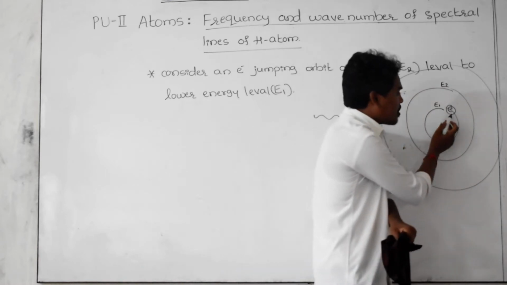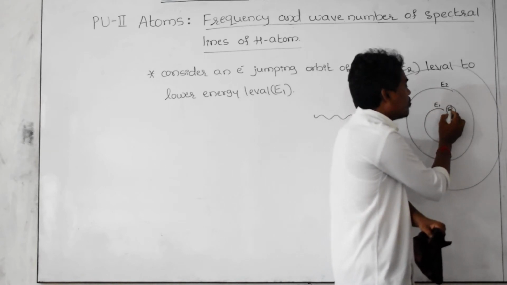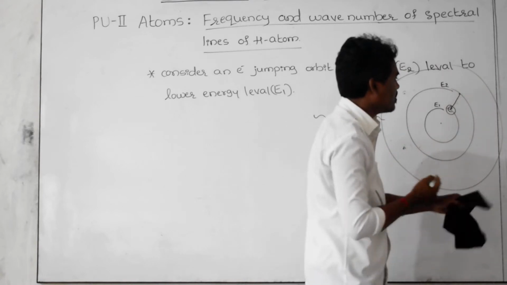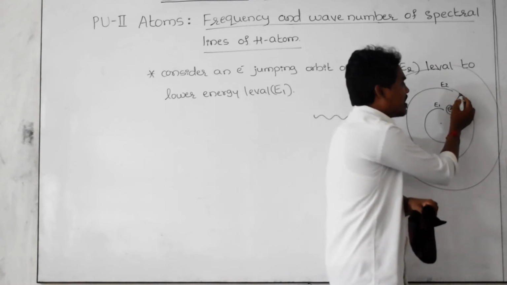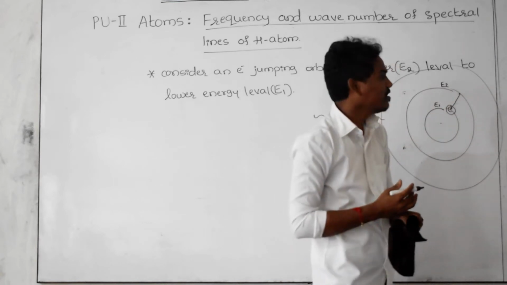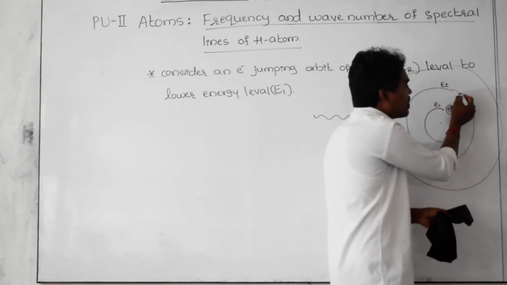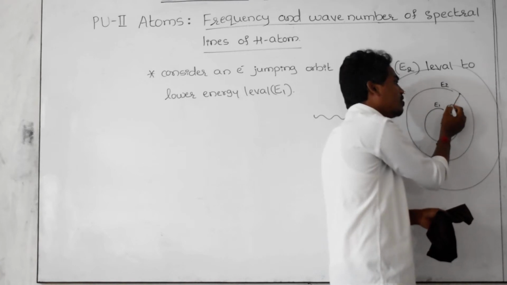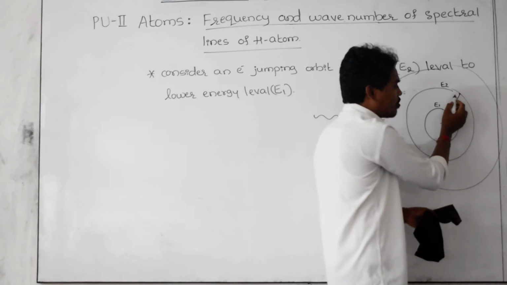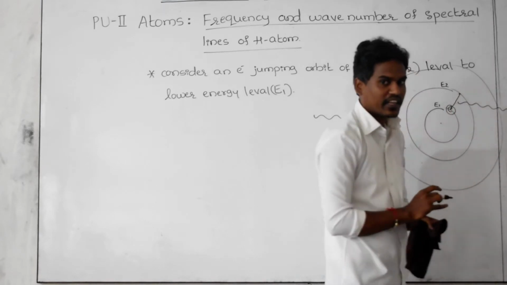Once the electron absorbs the energy from this radiation, it makes the transition from the ground state to the second higher energy state. Within a short interval of time, this electron does not stay continuously in this orbit because it becomes unstable. That's why it is not staying in this orbit. Suddenly that electron jumps again from the second orbit to the first orbit. Whenever the electron jumps from a higher orbit to the first orbit, it releases energy in the form of electromagnetic radiation.